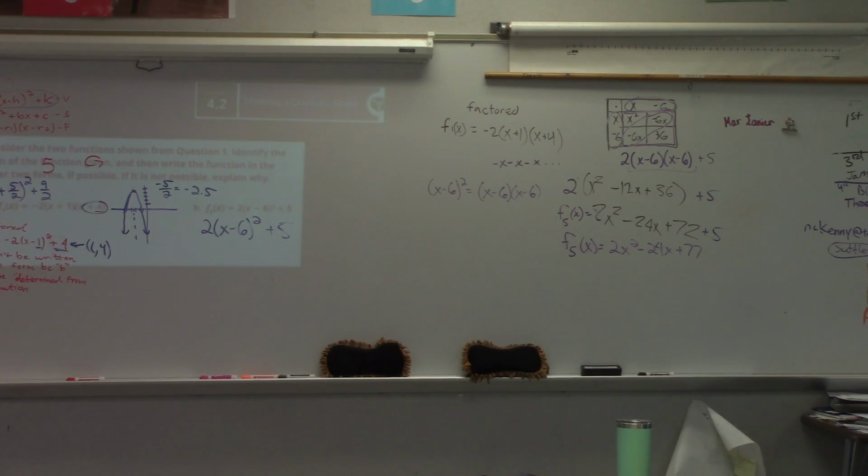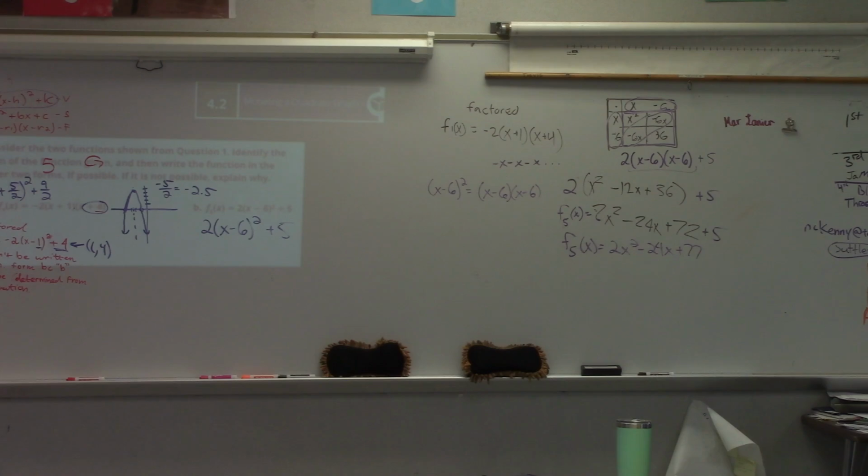All right. What do you know about this function right here? It's in vertex form, but what do you know about the graph? It's concave up. What else do we know? This is vertex form, so my vertex is 6, 5. 1, 2, 3, 4, 5, 6. 1, 2, 3, 4, 5, 6, 5, and it's concave what?